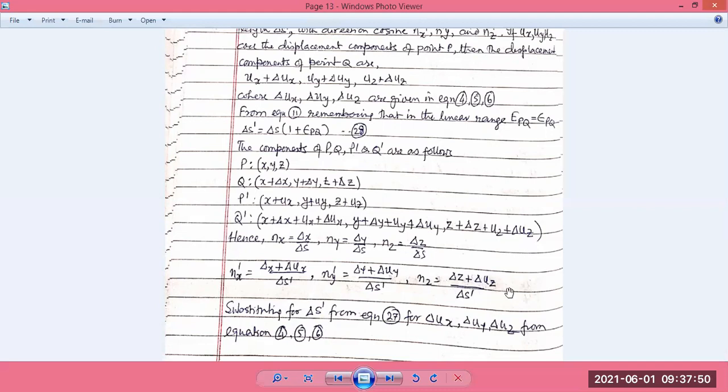So nx, we know, is the direction cosine along x, which is the length along x divided by the total length of the line PQ, and delta x is the projection of the line along the x-axis. So cos of that particular angle is given by the base over the hypotenuse, where base is delta x and hypotenuse is delta s. Similarly, ny is delta y by delta s, and nz is delta z by delta s itself.